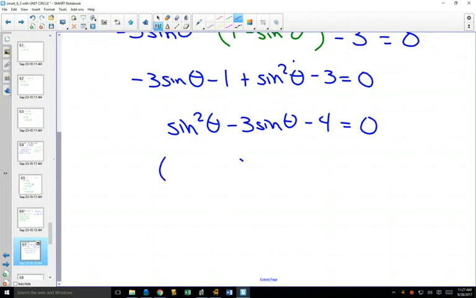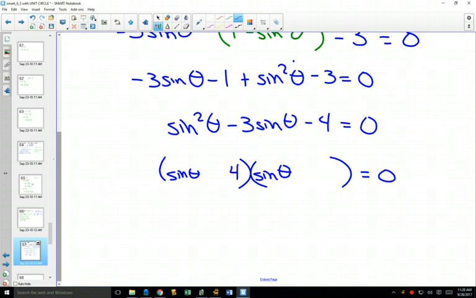And again, I want you to go directly to factoring. How can I get sine squared? The only way is sine and sine, so that's easy. How can I get 4? Here we have some options. 4 and 1 or 2 and 2. Now, if you think about your outside and inside, using either 4 and 1 or 2 and 2, you need to get minus 3. What should you use, 4 and 1 or 2 and 2? 4 and 1. So we'll put 4 and 1.